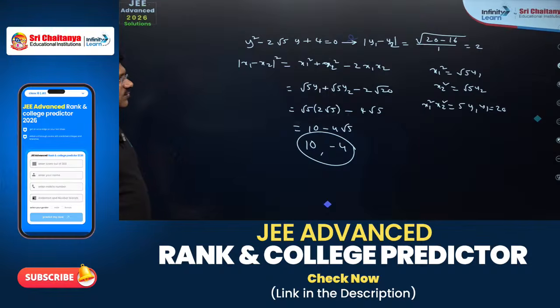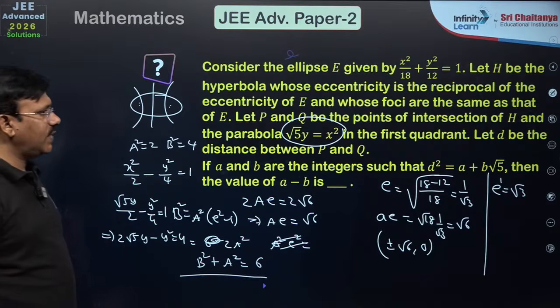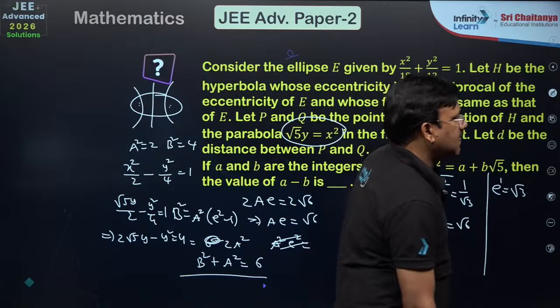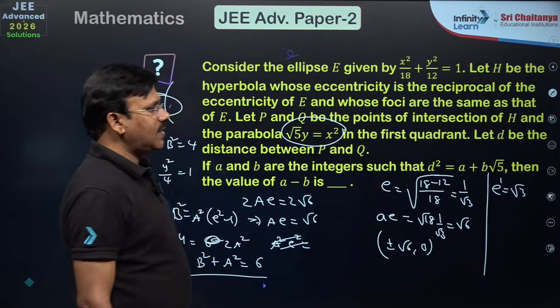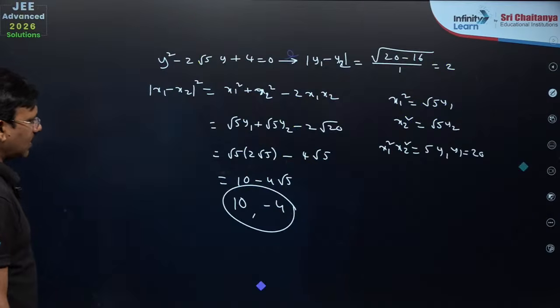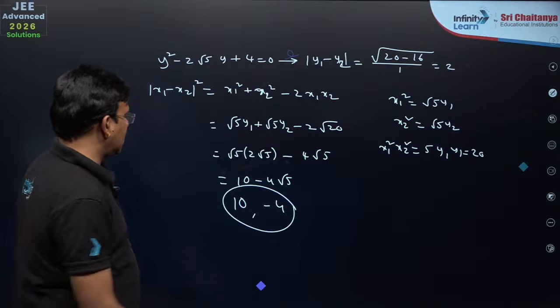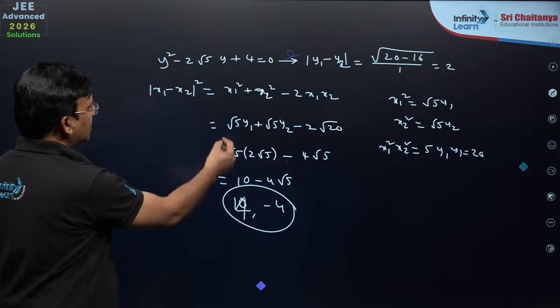So b is minus 4, and what did he ask here? A plus b root 5. So you just simplify this, simplify the answer properly. A is 14, you have to get A is 14, B is minus 4, so you will get 18. Check the calculation here, you will get the answer.